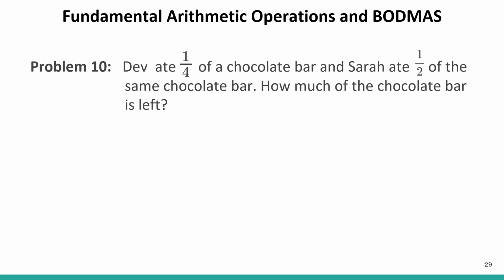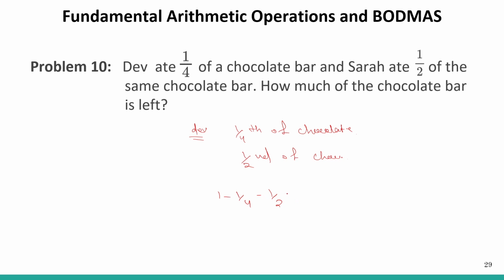So let's see problem number 10. It tells us that Dev ate 1 by 4th of a chocolate bar, and Sarah ate 1 by 2 of the chocolate. So how much of the chocolate bar is left? So 1 minus 1 by 4 minus 1 by 2. First, Dev ate 1 by 4th of the chocolate, so 1 minus 1 by 4. Then Sarah ate 1 by 2 of whatever was remaining from the chocolate bar.